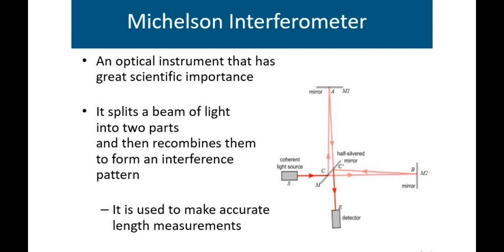What else, what instrument is important? It is the Michelson interferometer. The Michelson interferometer was used, for example, to measure the velocity of light, and it can also be used to measure differences in length or displacement of mirrors.